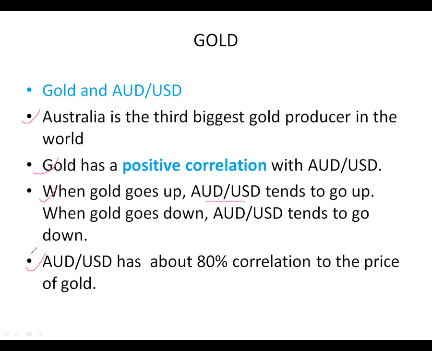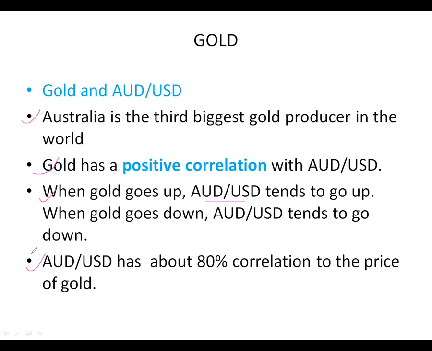Australia is a country known for gold production, the third biggest gold producer in the world. So there is a lot of gold that comes from Australia. And because of that, gold is able to have an impact on the currency pair known as AUDUSD. Why? The reason being that gold is having an effect on the Australian currency, which is the Australian dollar.